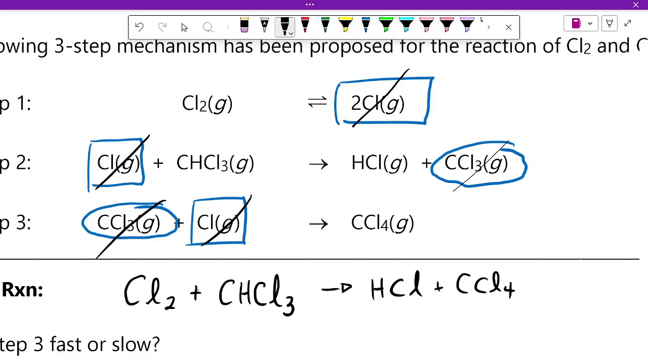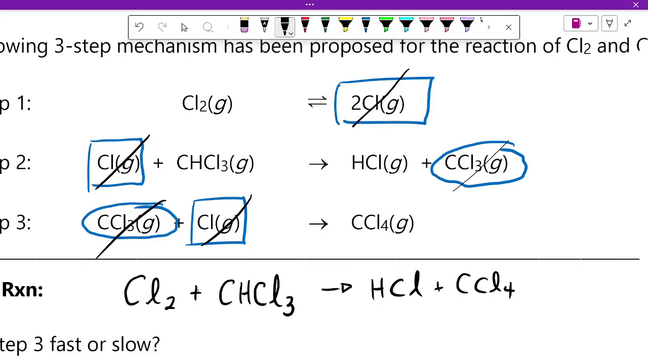And one thing you'll notice here is that even though this is only a 2-particle collision, we still have a mechanism here. And that's okay. You don't have to have many particles. It's just that that's often why we end up with a mechanism.